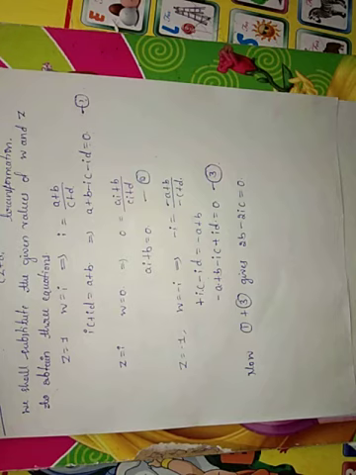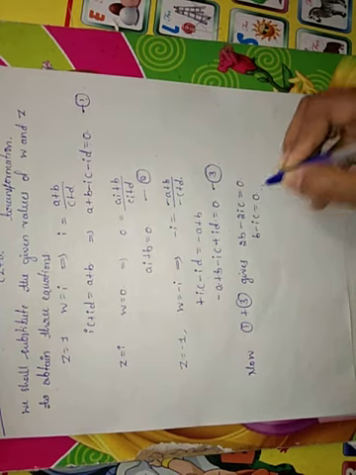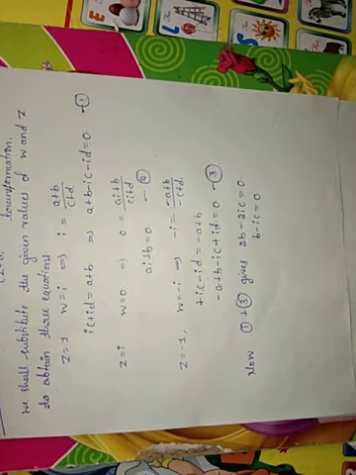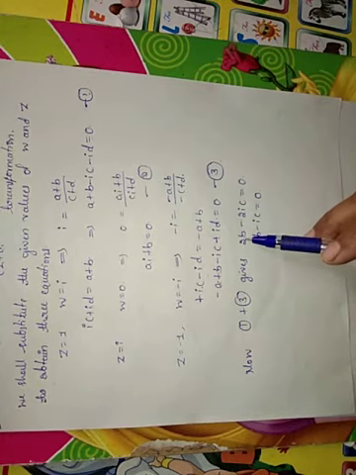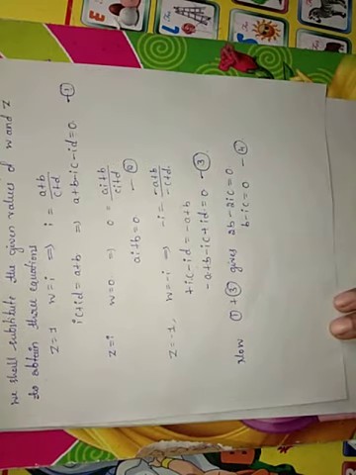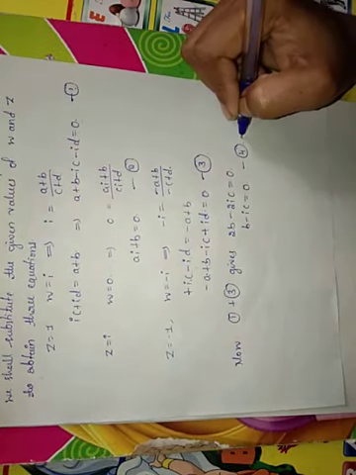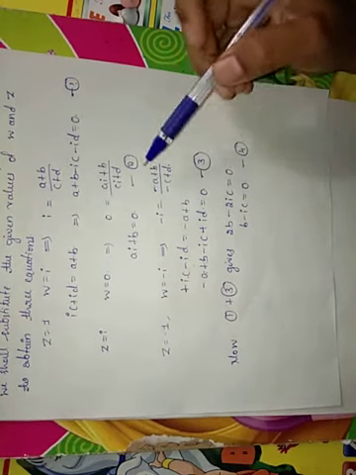Taking 2 common, we can also write it as B minus iC is equal to 0. We can take the 2 common outside and send it onto the RHS. Call this one as equation 4.